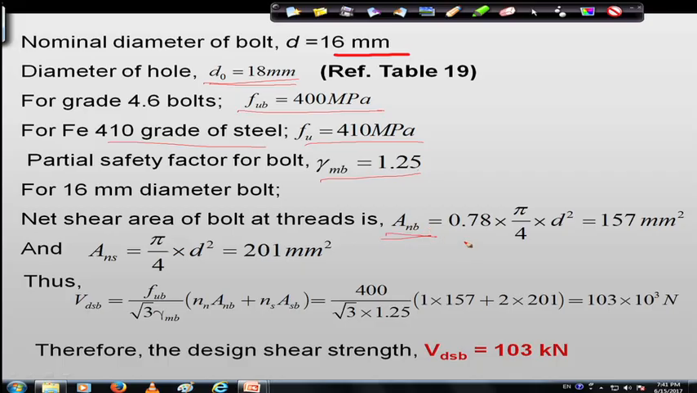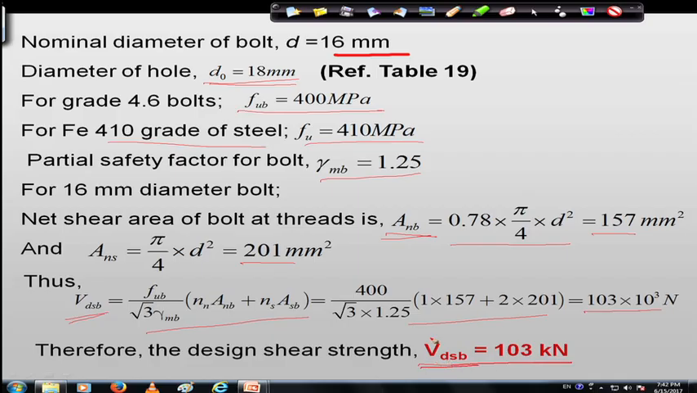Now we can find the values of Anb and Ans. Anb will become 0.78 into pi by 4 into d squared, which is 157, and Ans will become pi by 4 into d squared, which comes to 201. Thus, VDSB, the design strength of the bolt due to shear, we can calculate from this formula, and if we put in these values we find 103 into 10 to the 3 newton. So, the design shear strength of the bolt will be 103 kilonewton.